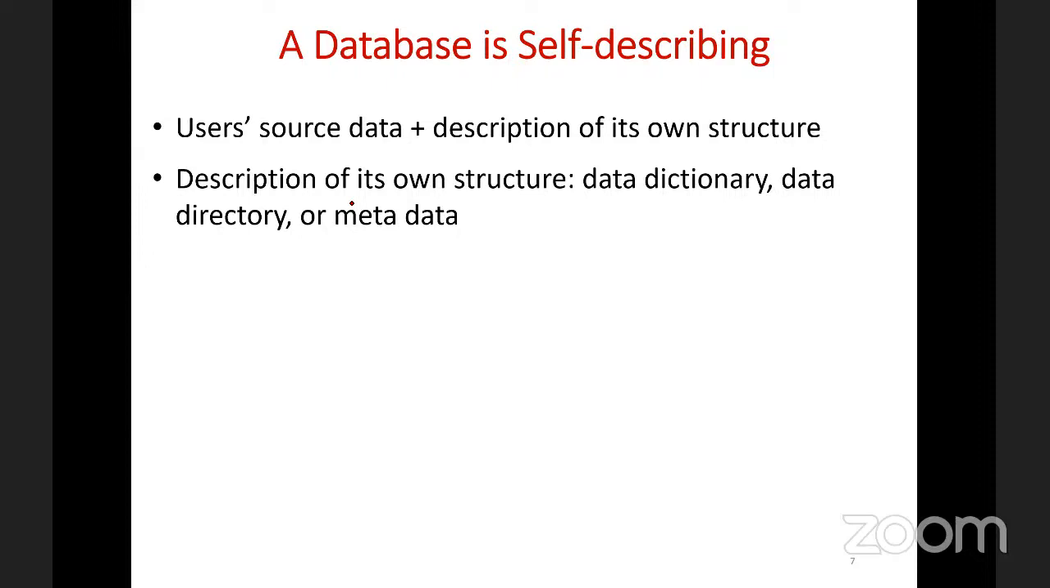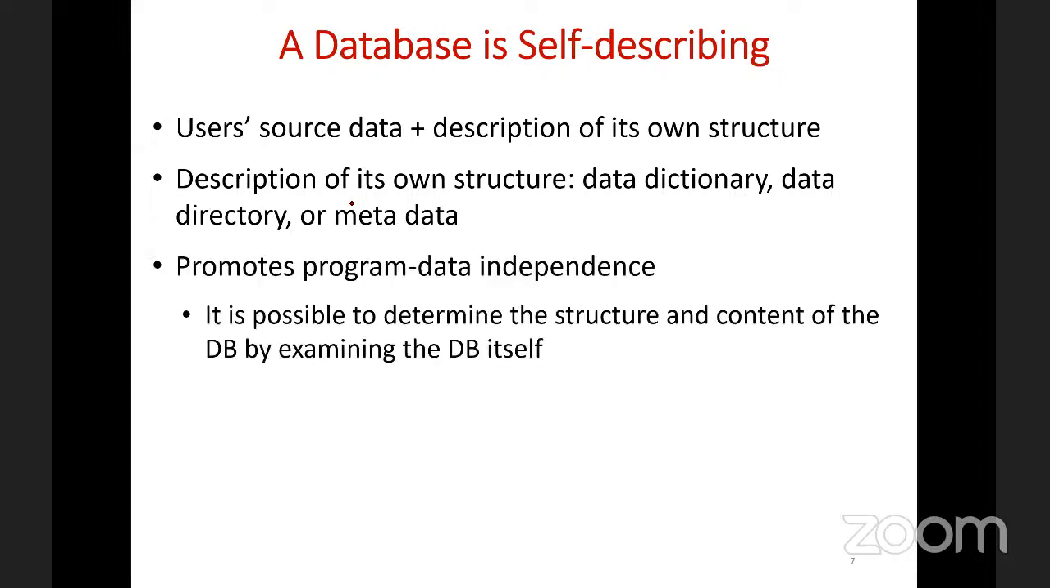For example, you are saying university database. What is there in the university database? How is this university database arranged? Everything is also there within this data set. So we are saying that this is the description of its own structure. Various words are used; you can use any one you like. Data dictionary, data directory, metadata, whichever you like.